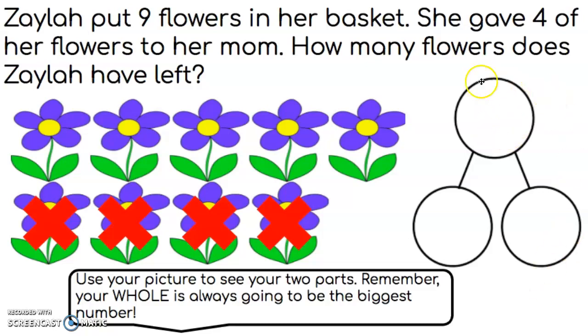Remember, your whole up here is going to be the number that Zayla started with. Your whole will always be your biggest number. Your 2 parts are what you'll see in your picture. One part will be X'd out and the other part will be what's left. Hit pause while you fill out your number bond. Hit play when you're ready to check. All right, are you guys ready to check your number bond? Let's see what you got.